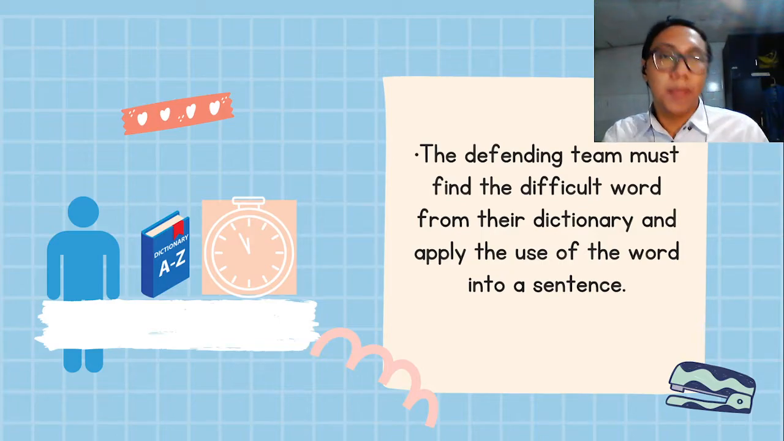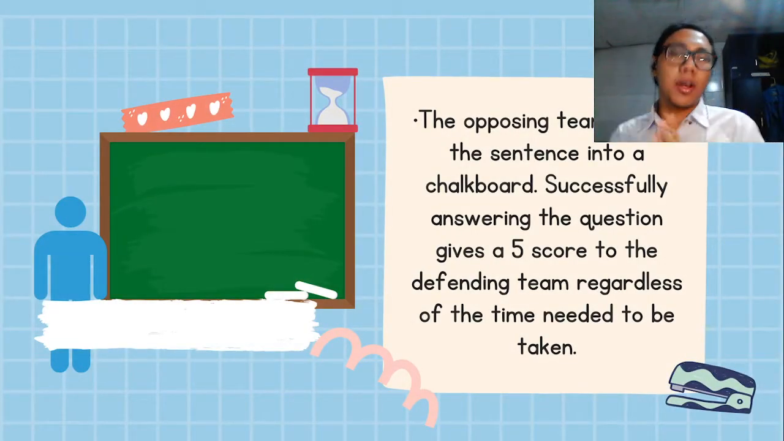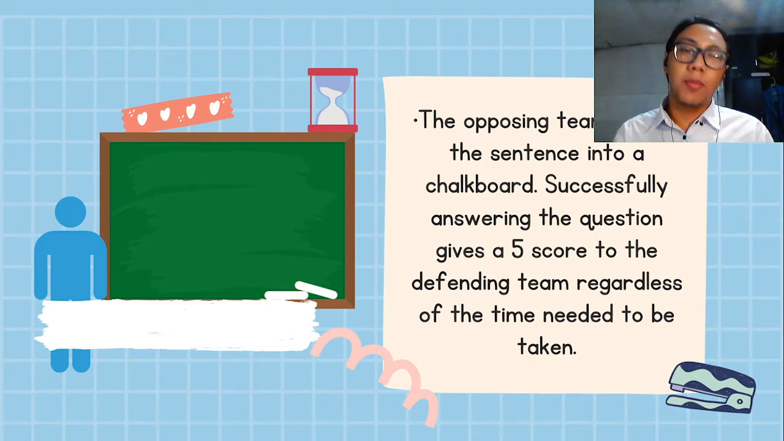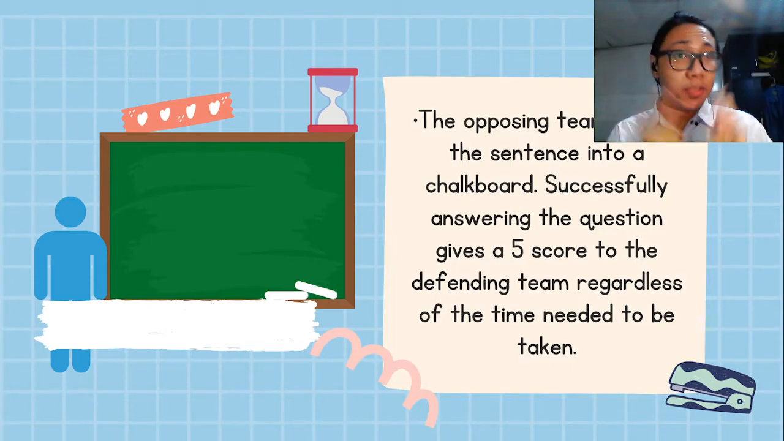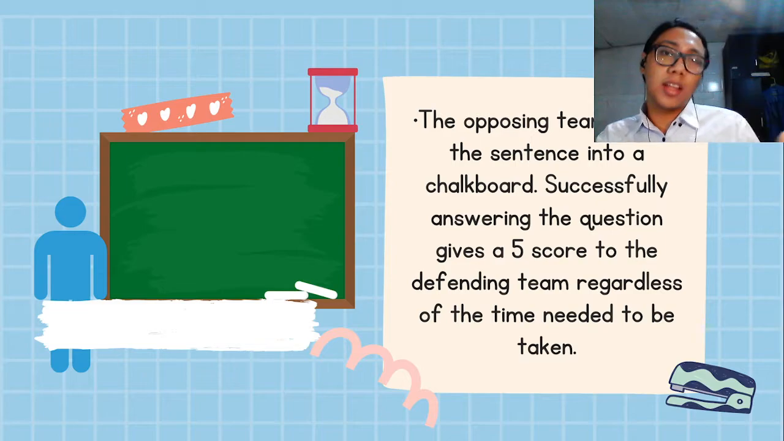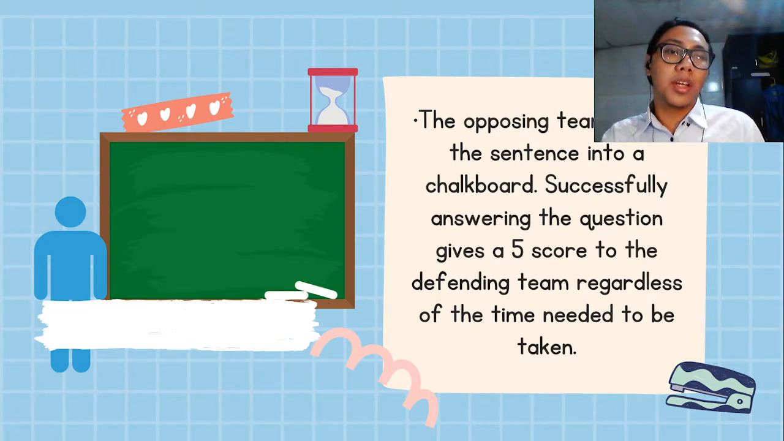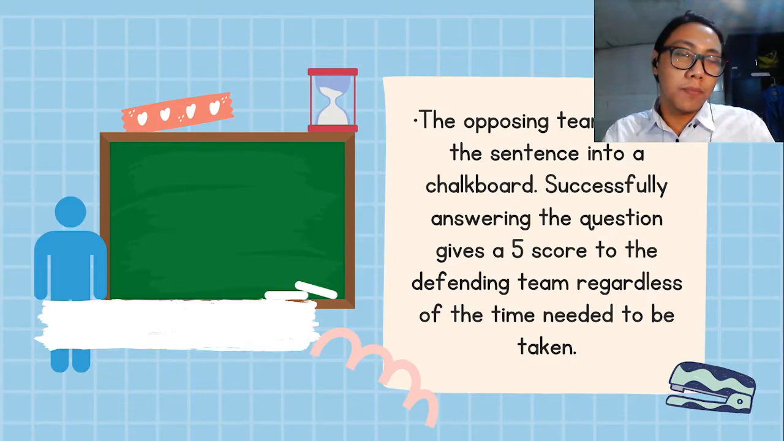So they can apply it in the next section. They will write it in front of the class. By doing so, both teams learn something. They learn about the difficult word, its usage, and its meaning. And if the defending team successfully answers the question, they will get 5 points.